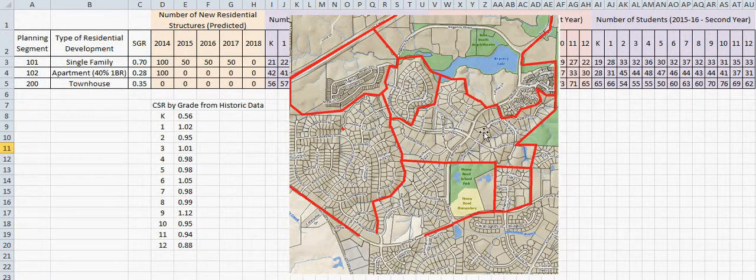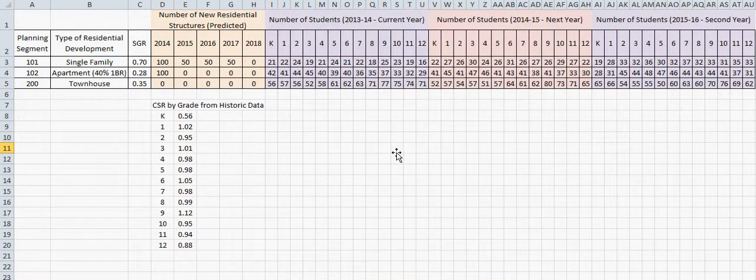Data for each planning segment is obtained. The data may include the parcel analysis, how many residential structures there are, how many vacant lots there are that might be residential structures in the future, the number of students in each planning segment, and we use that information to create the planning segment based model.